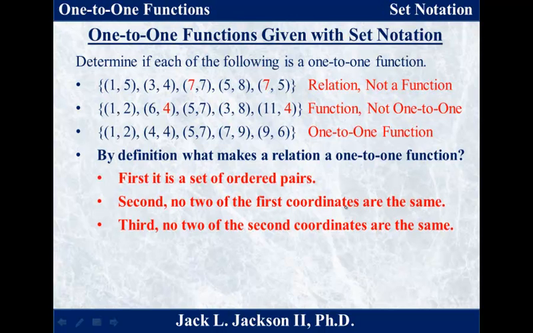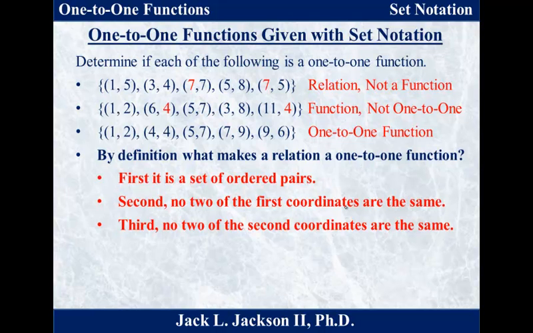Okay, let's take a look at these. The first one is a perfectly fine relation because it is a set of ordered pairs, but it is not a function because there are two ordered pairs with the same first coordinate. That's exactly what's not allowed for a function. So if it's not a function, it's certainly not a one-to-one function or any other kind of function because it's not a function.